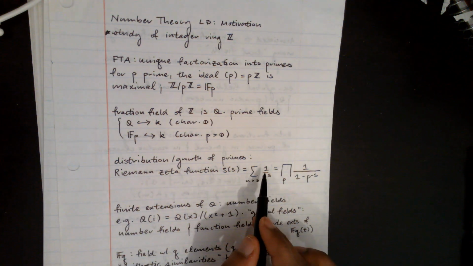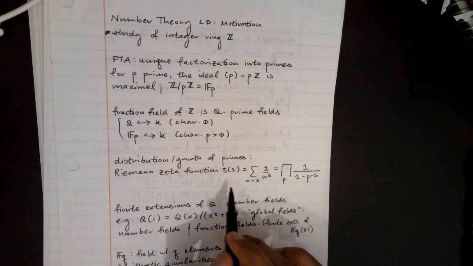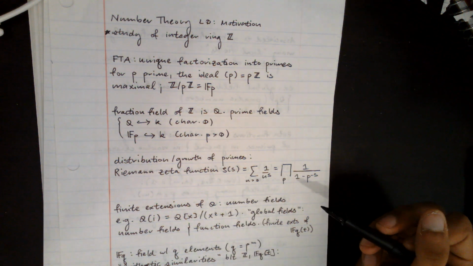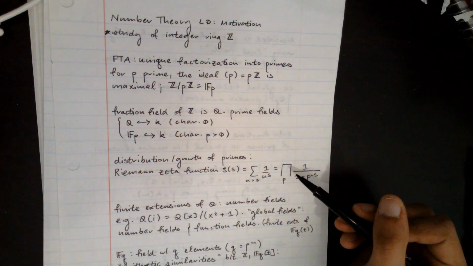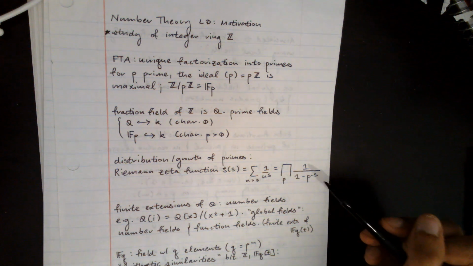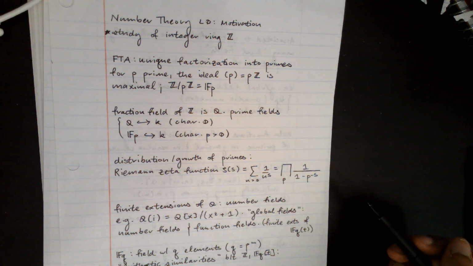It's defined as the sum over 1 over n to the s, n greater than 0. And Euler found this wonderful formula where the zeta function is actually equal to the product over primes of 1 over 1 minus p to the negative s. Already this affords us a new proof that there are infinitely many primes.